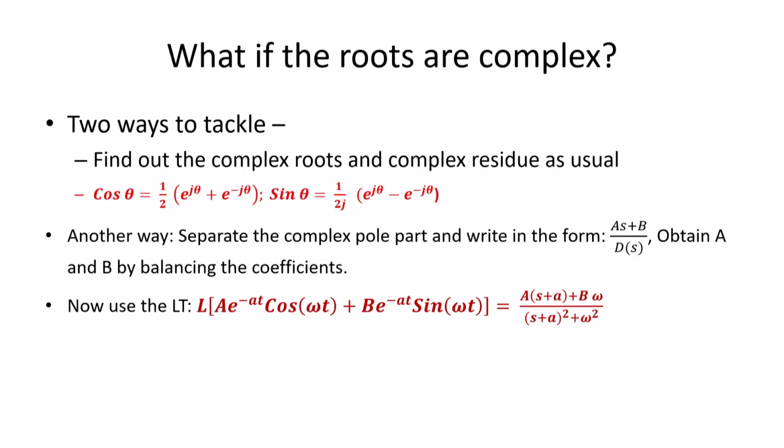Now, if the roots are complex, then the complex roots will create a complex residue in the system. So, you can actually write this whole system as (s plus b) over ds, and by balancing the coefficients you can get a and b of the system.